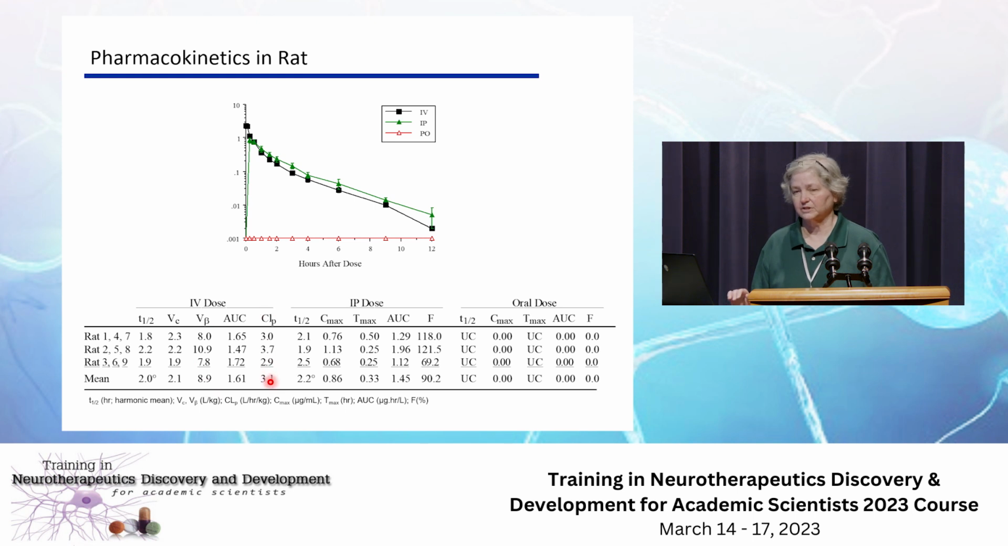Remember that clearance is the clearance of the compound from the bloodstream. So maybe it's being metabolized, but maybe it's also being distributed. And because the volume of distribution is higher, the half-life is also higher. The IP dosing profile looks quite nice, 90% bioavailability after the IP dose, but no oral bioavailability. So why might we not have any oral bioavailability?